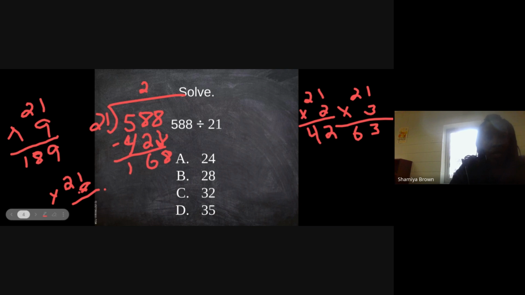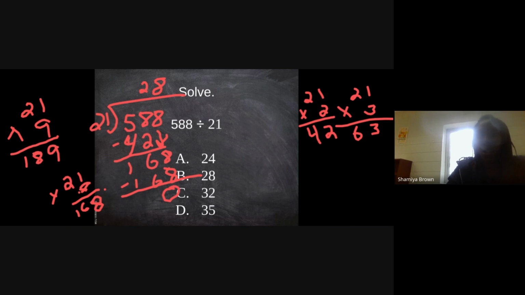1 times 8 is 8. 2 times 8 is 16. That gave me 168 exactly. So how many groups of 21 can I get out of 168? 8. So 8 goes up here. Then I multiply 21 times 8 and I got 168. And I subtract and I get 0. So my answer is 28.